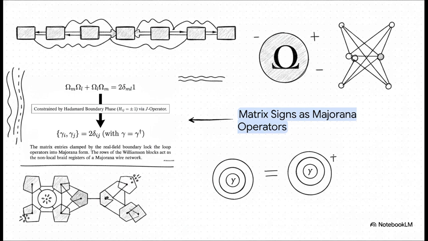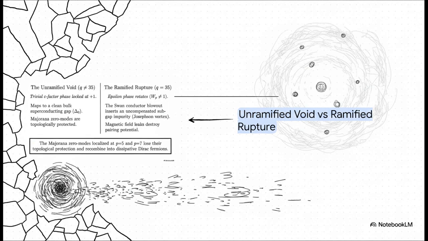In this precise physical translation, the rows of our Williamson blocks literally act as the non-local braid registers of a Majorana wire network. Notice the anti-commutation equation of our loop modifications, the omega matrices we explored earlier. They are now constrained by the Hadamard boundary phase via the J operator. This strict boundary lock forces the loop operators into self-conjugate Majorana forms, where gamma sub i equals gamma sub i dagger. The physical excitations operating in this network perfectly satisfy the defining Clifford algebra of Majorana fermions. That massive Q equals 35 blowout we calculated has a profound physical counterpart, an uncompensated Josephson vortex.